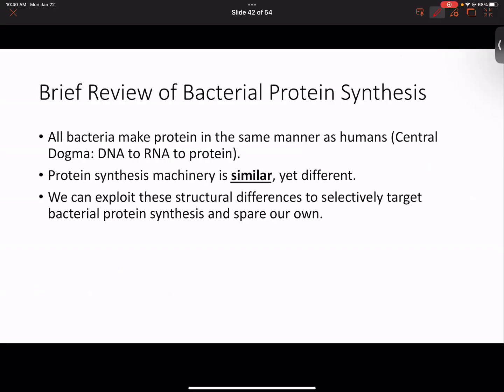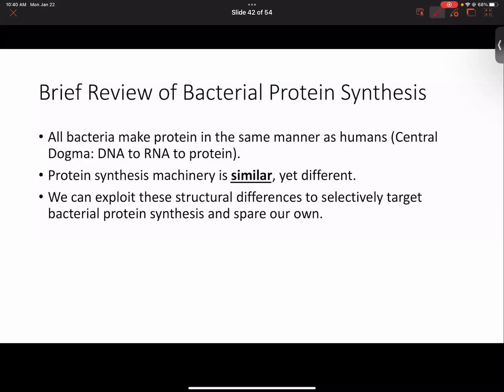All right, so again, protein synthesis. Bacteria, just like mammalians, follow the central dogma of molecular biology. Right? DNA to RNA, RNA to protein. They follow the same pathway we do, okay? But what's different, again, as was mentioned earlier, is just the composition of the ribosome. It's a little bit different.